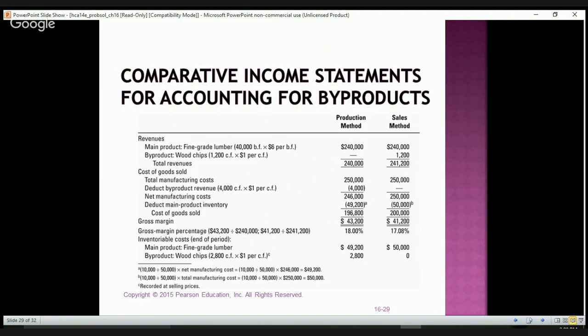My gross margin is $43,200 for the production method, and for the sales method it is $41,200. My percentage is 18,000 for the production method, and for the sales method it is 17.01. Inventoriable cost for the production method is both the main product, the lumber, and the wood chips, but under the sales method, it's only the main product.